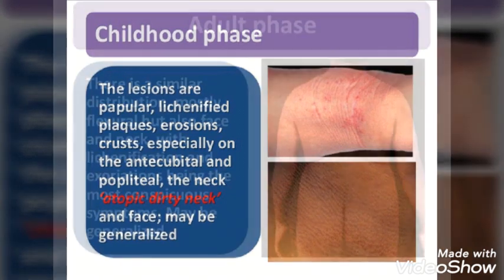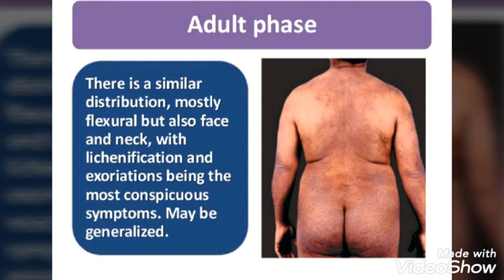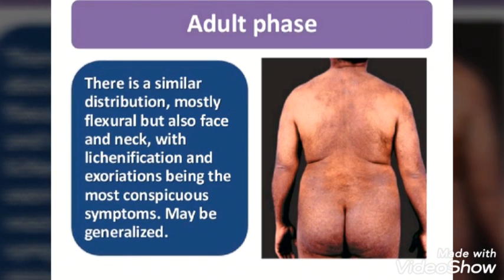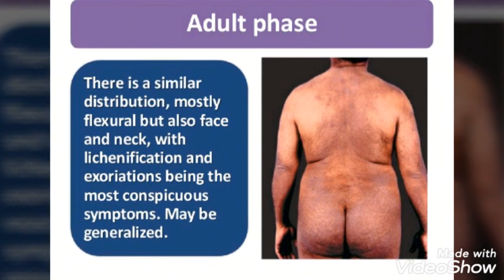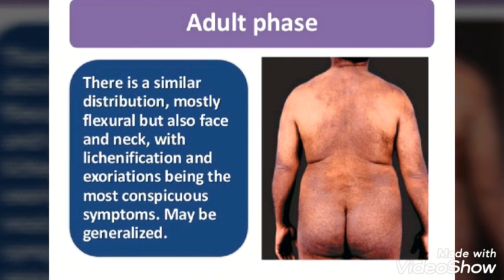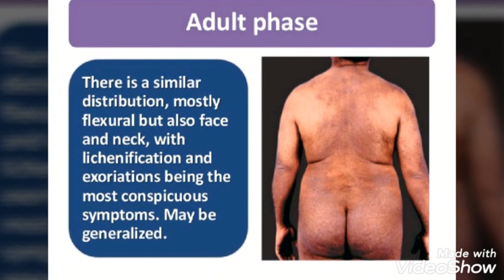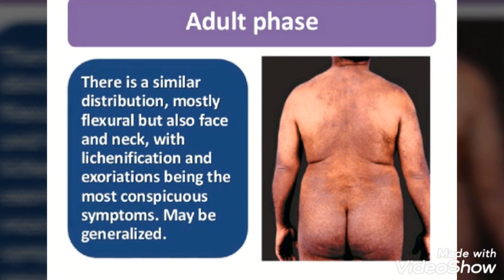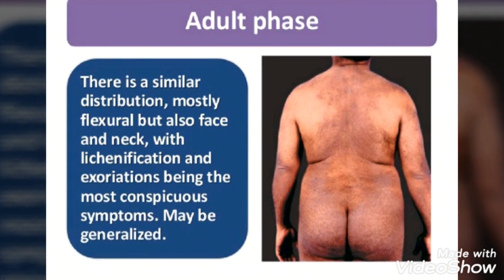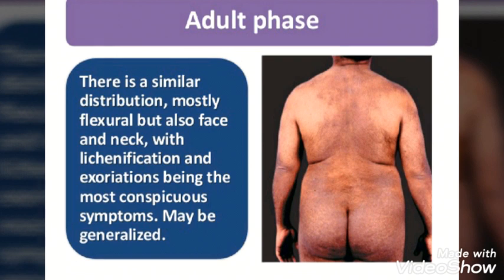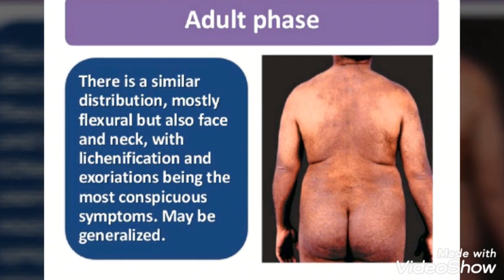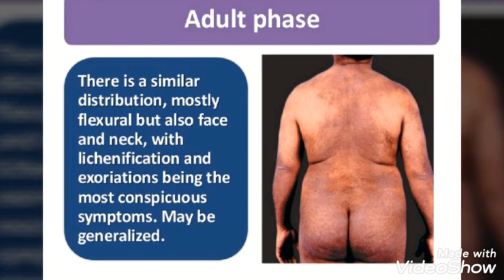Now let's come to the adult phase. They have a similar distribution, mostly flexural, but also face and neck, with lichenification and excoriations being the most conspicuous symptoms, and it may be generalized. So the same you are going to see in the adult also, but as the skin surface area increases, you can find it more widely.